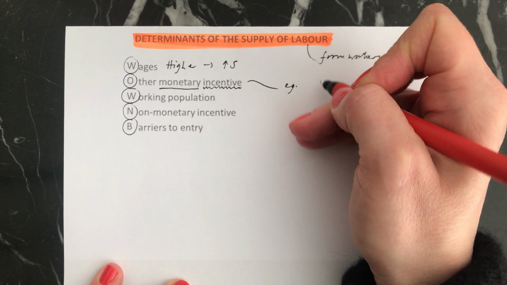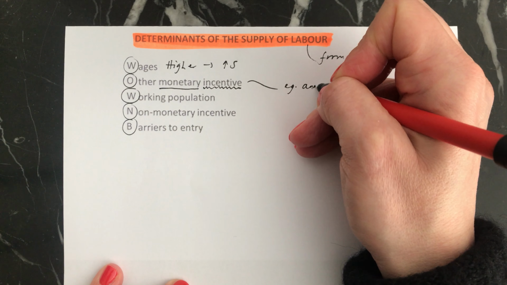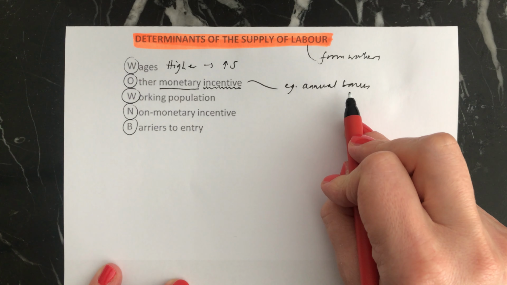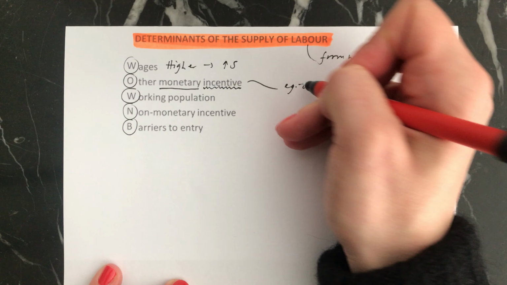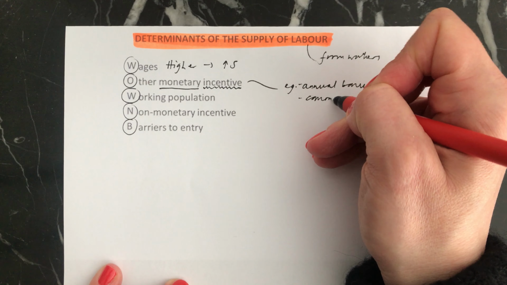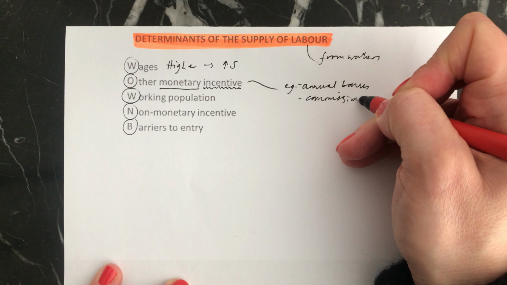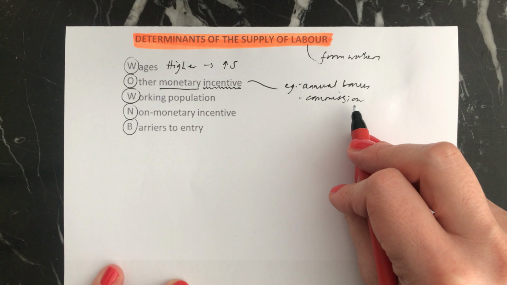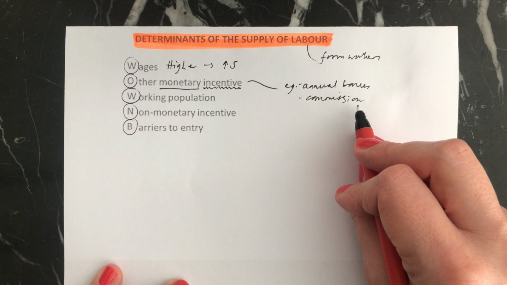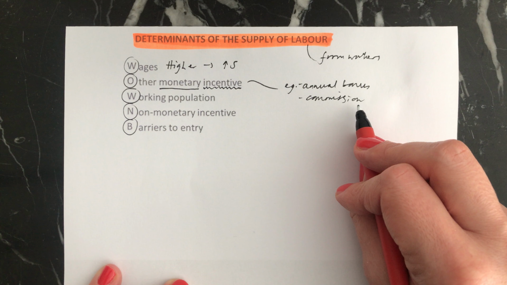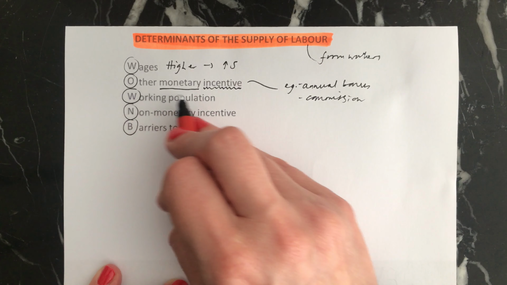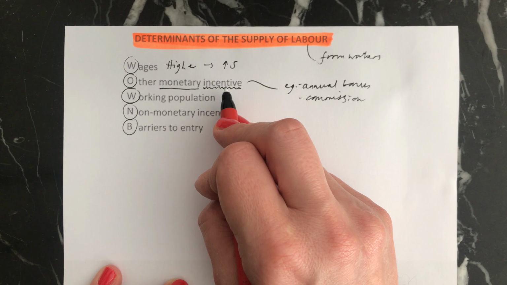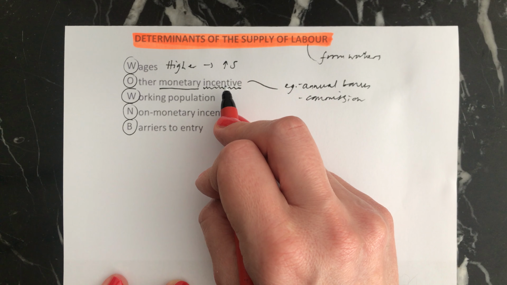So examples of this might be that every year the company gives an annual bonus, and that would make you want to work there. Another example might be if you work in sales, that you're working on commission. That means that if you're selling washing machines, every time you sell a washing machine, you get a certain percentage of the price of the washing machine on top of your wage. So these are other monetary incentives. If these are greater, this will increase the supply of labour in that market.